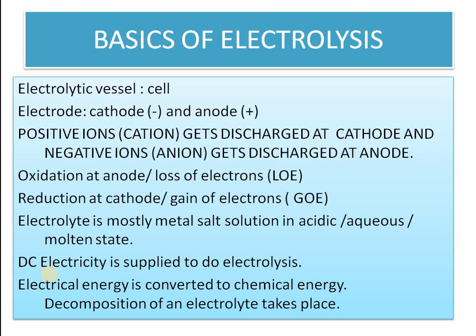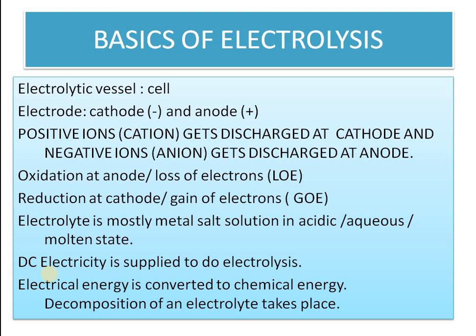Two electrodes are there, as in the cell, cathode and anode, but the signs are opposite. In an electrolytic cell the cathode is negative and the anode is positive, but in an electrochemical cell it is opposite. Positive ions, that is cations, get discharged at the cathode. It means positive ions are moving towards the cathode and negative ions are moving towards the anode.